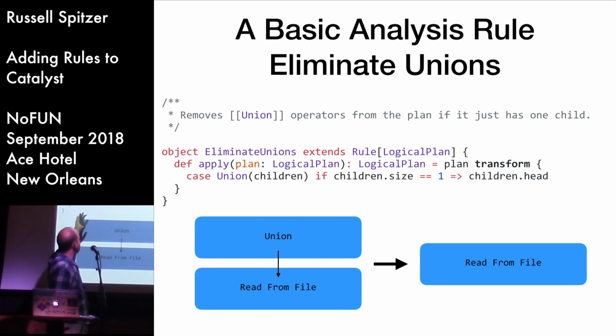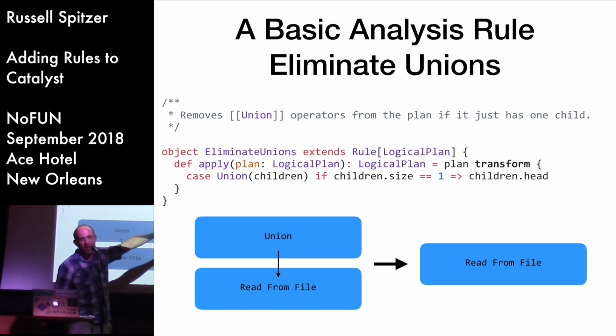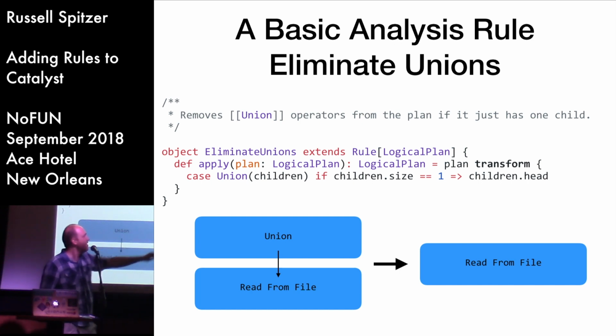And the rule is that if I find a union object with certain children, if there's only one child, then just replace it with the child. So this line right here does all of that matching for us. We don't have to take into account all of the other kinds of things that exist in the plan, because we're only writing a partial function here. We only have to cover the case that we care about. For everything else, it does nothing.